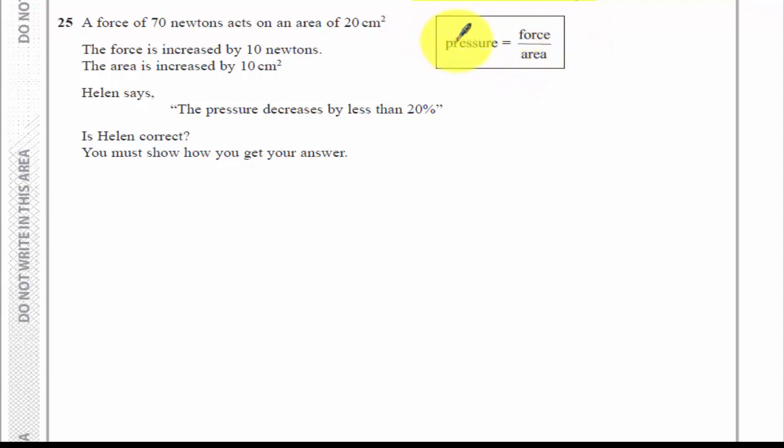Okay, they've given you the formula here of how to work out pressure because it's not one of the ones you're required to learn. And what's happening is that there's two forces acting on two areas, and Helen's saying that the pressure decreases by less than 20%.